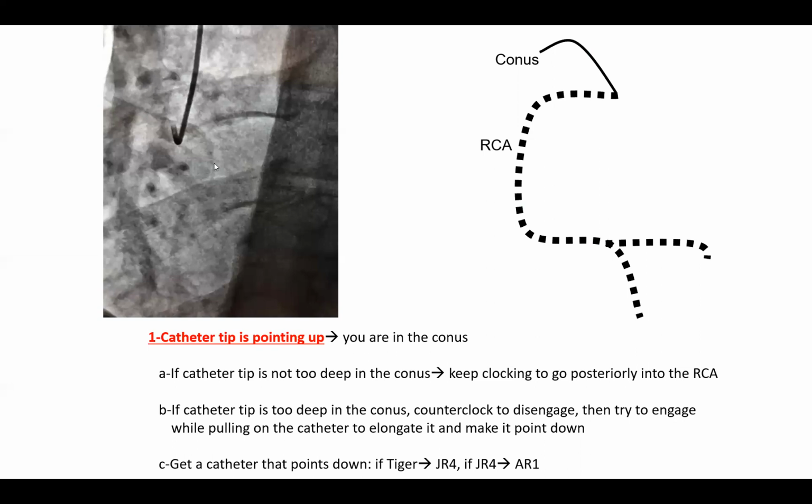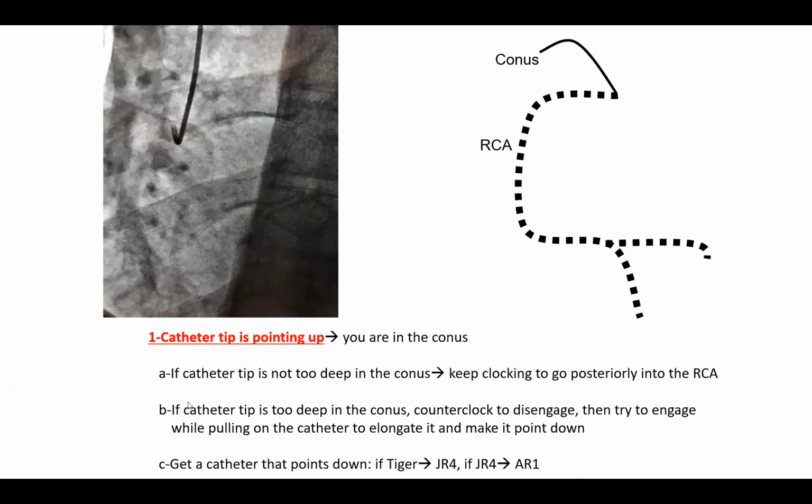Another idea, if the catheter is too deep in the conus and when you clock, you're not moving much, what you need to do, you need to counterclock to disengage, then try to engage again while pulling on the catheter, pulling more on the catheter to elongate it and make the tip point down.